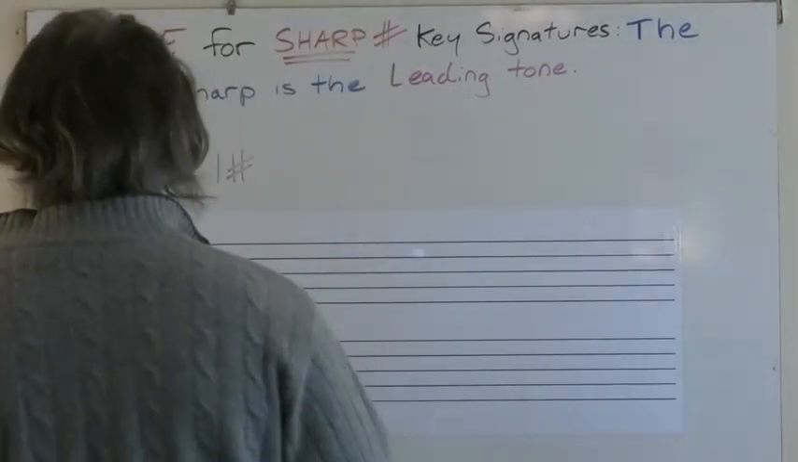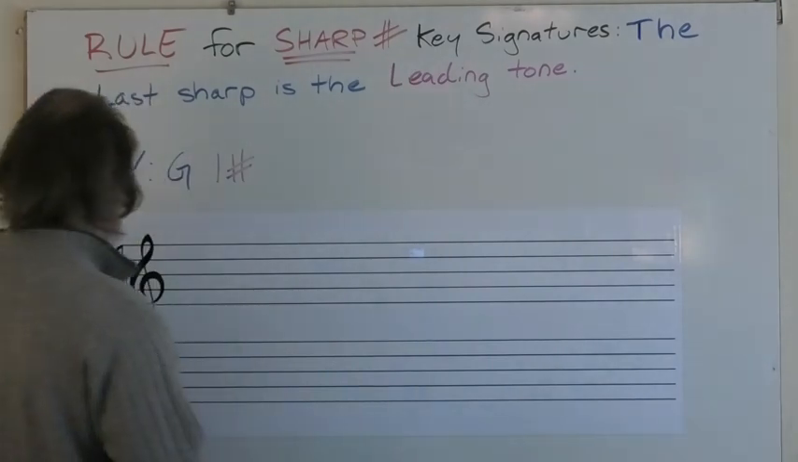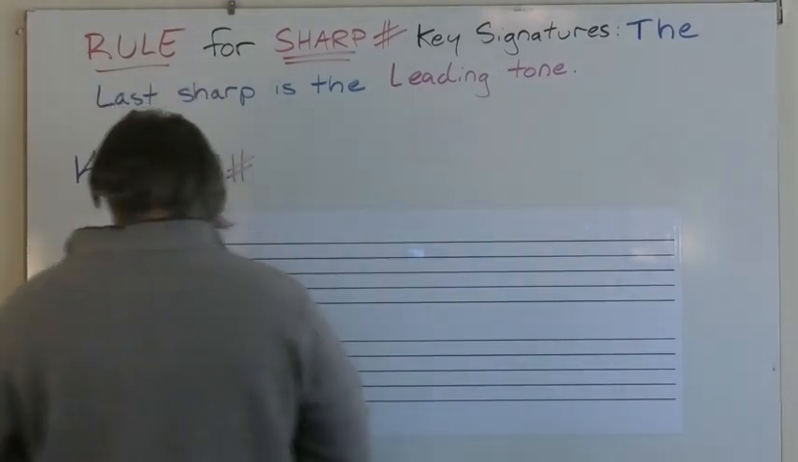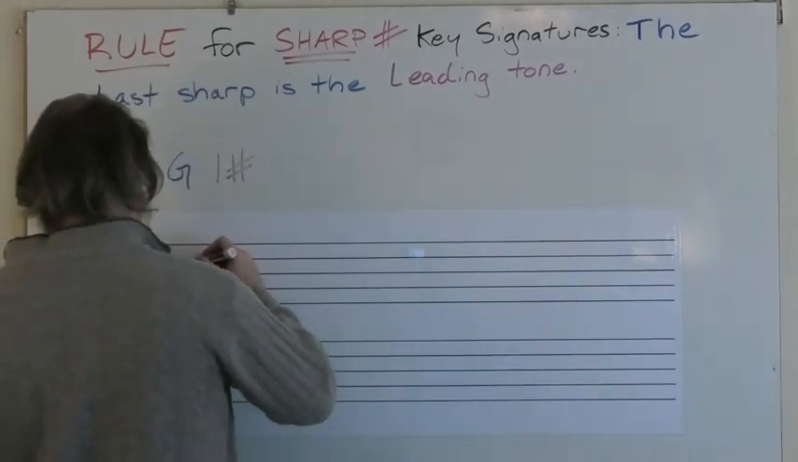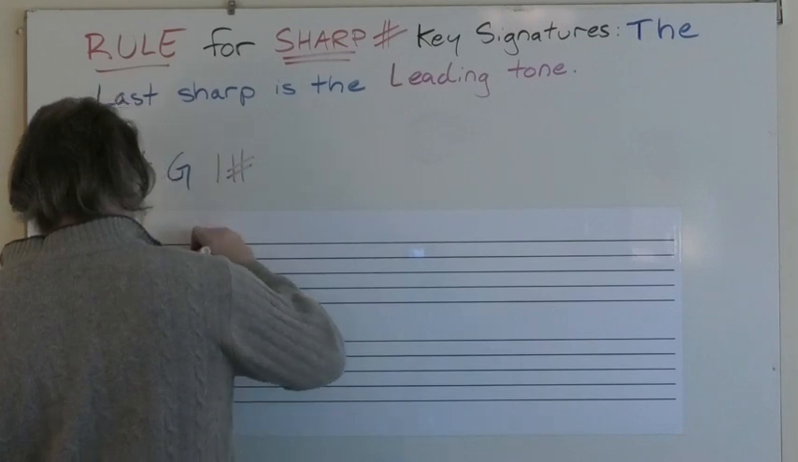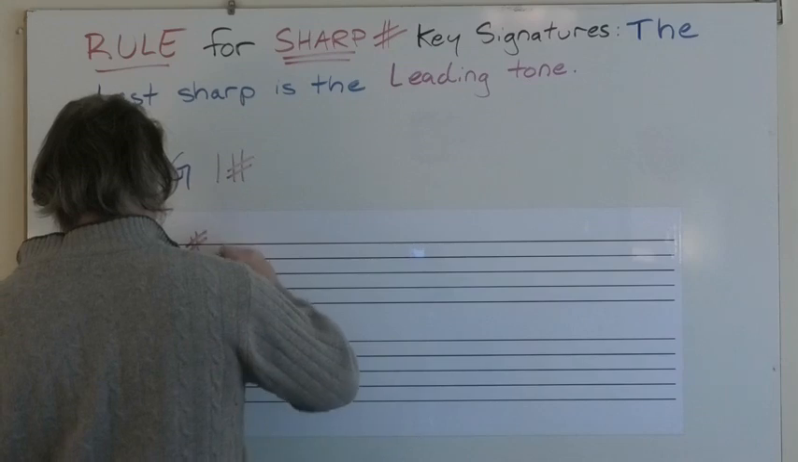Key of G is 1 sharp. So the next key will be, we'll add another sharp.